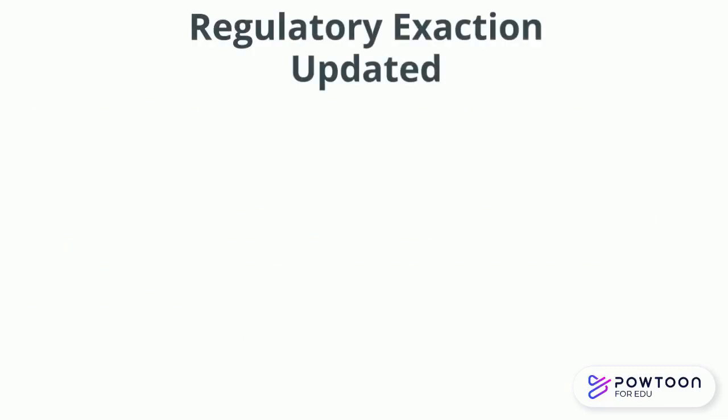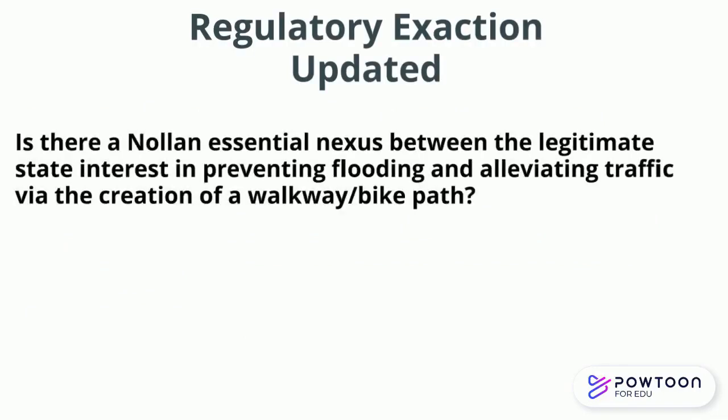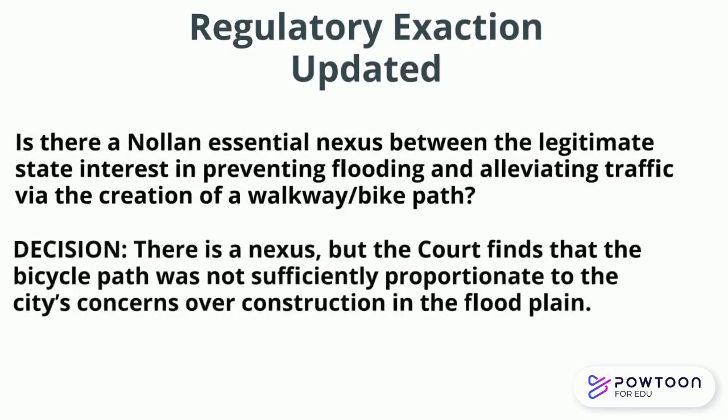In this case, was there a Nollan essential nexus between the legitimate state interest in preventing flooding and the requirement to build a bike pathway? The court found that there actually was a nexus, but it found that the bicycle path was not sufficiently proportionate to the city's concern over construction in the floodplain.